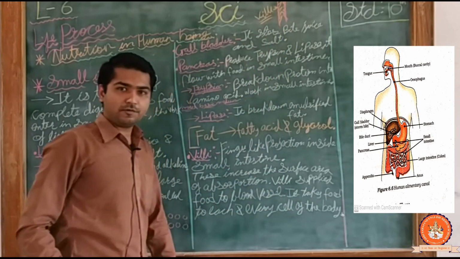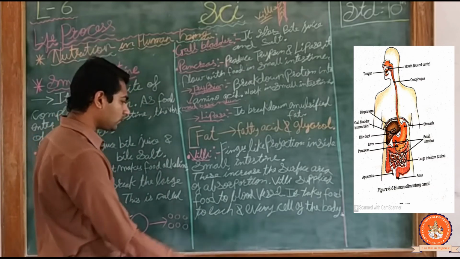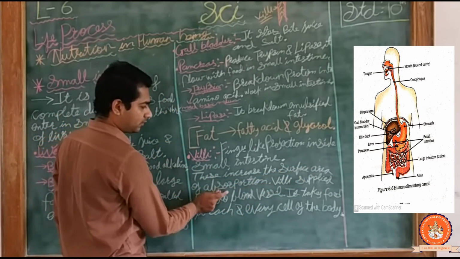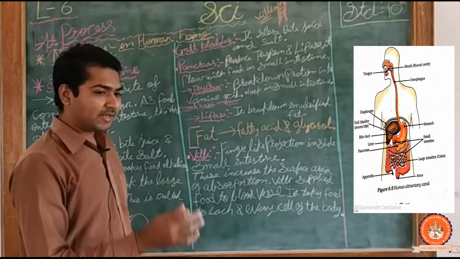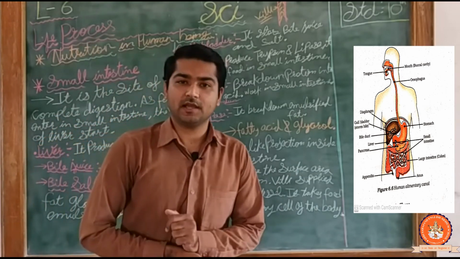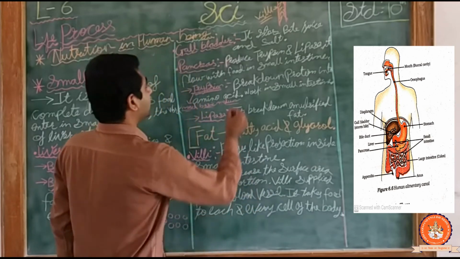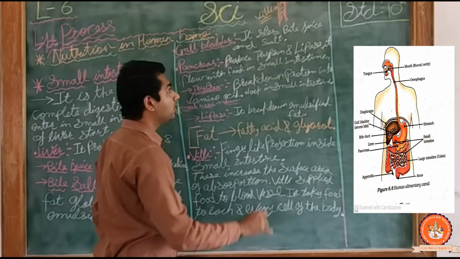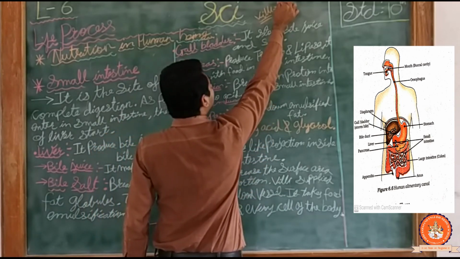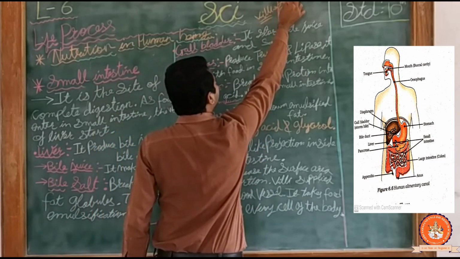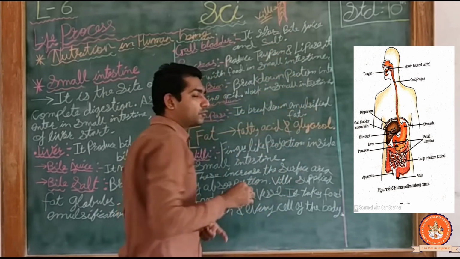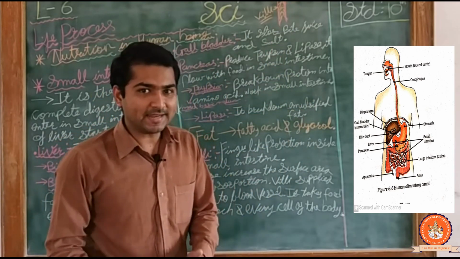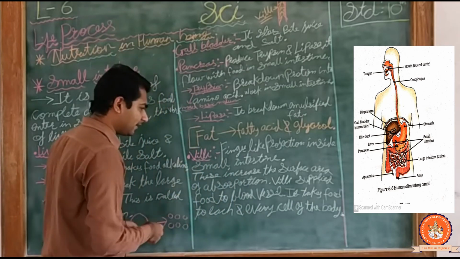Now what is the work of villi? Let's study. It increases the surface area of absorption. देखिए, यहाँ से अगर विली नहीं होती तो फूड डायरेक्ट नीचे आ जाता। ठीक है, विली की वजह से फूड यहाँ पे आता, बाद में यहाँ पे जाता, अंदर जाता, मतलब एब्जॉर्प्शन बढ़ रहा है। Surface area of absorption is increasing because of the villi.